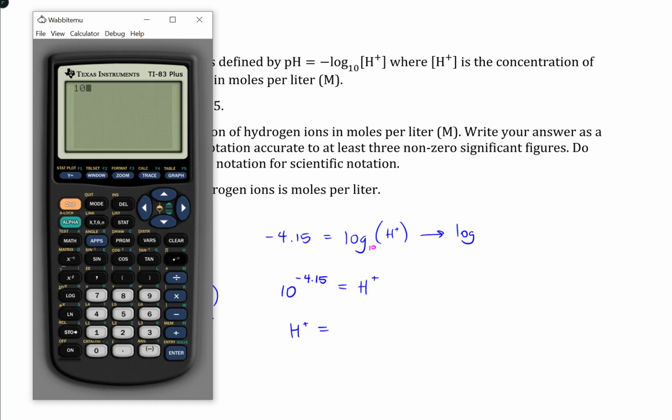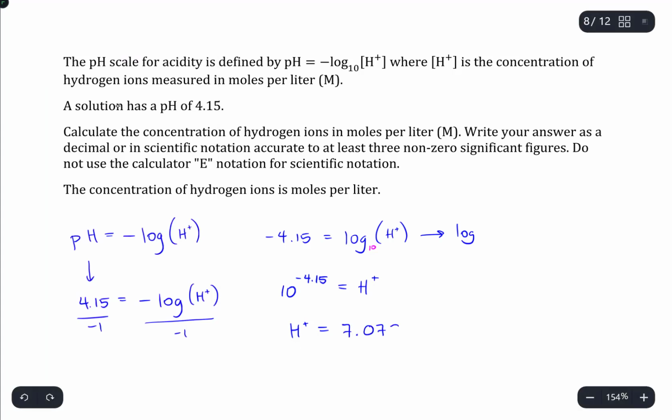So I can say take 10, raise that to the negative 4.15 power, and I get a value 7.079. Then I have this e minus 5. So that's the way the calculator represents scientific notation. And it said it was fine to use scientific notation, but we'd want to write it like this. We don't want to use the e, that is. We want to write it 7.079 times 10 to the negative fifth power.